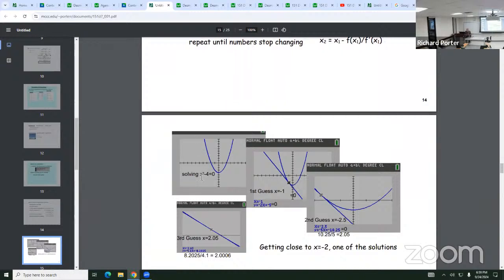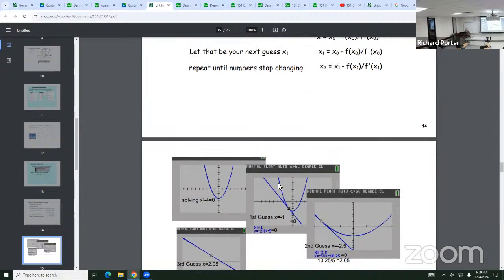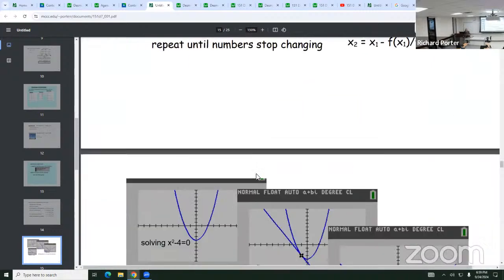You have a function like x squared minus 4, and you guess at an answer. You say, well, I think -1 is an answer. And then you draw a tangent line. Remember, for the tangent line you've got the slope and a point, and you can use the derivative to find the slope. Okay. So here's the tangent line. What you're looking for is that point right there. That's called the x-intercept of the tangent line. Okay. And then that's going to be your next guess.